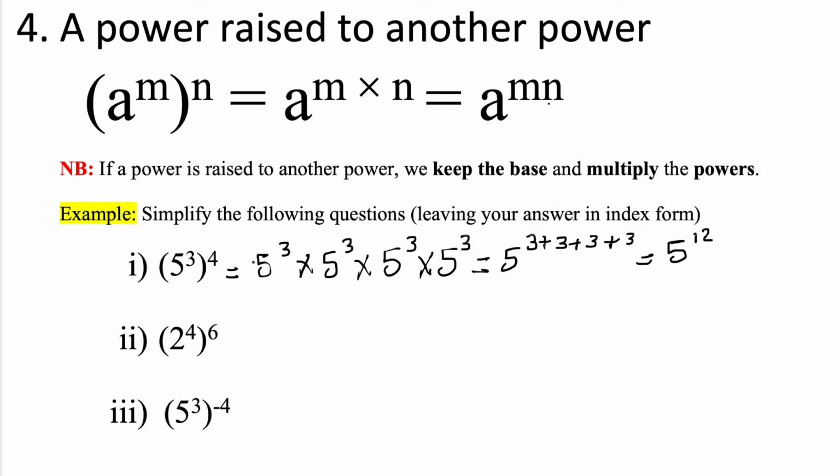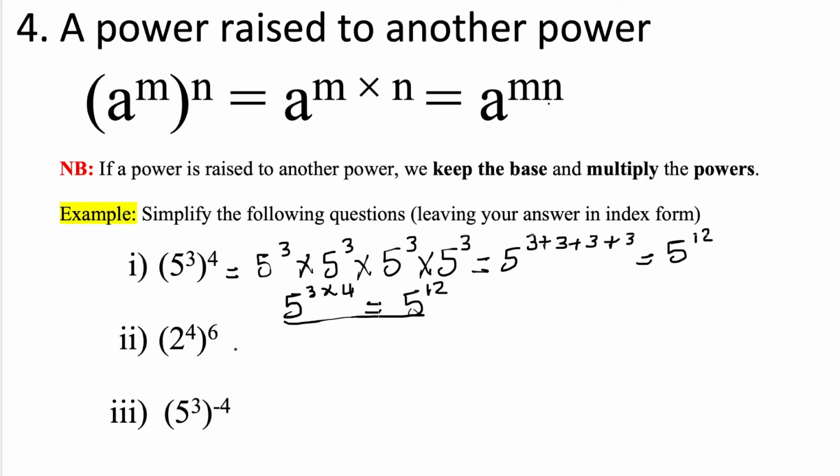Now, instead of doing it this long way, this rule tells us that if a power is raised to another power, we keep the base. So here all we have to do is keep the base and we multiply the powers, which is 3 multiplied by 4. So therefore we have 5 raised to the power of 12. Instead of doing it the long way, it will still be correct, but we utilize this rule.